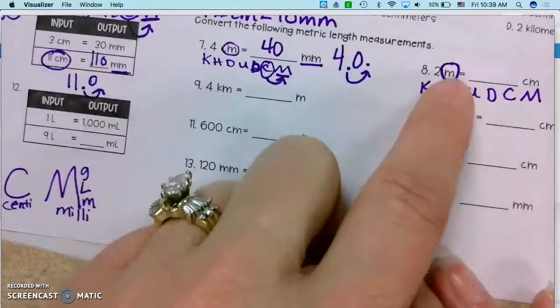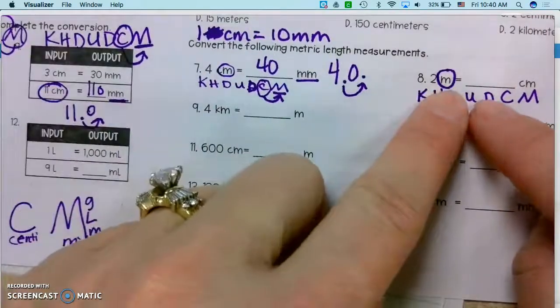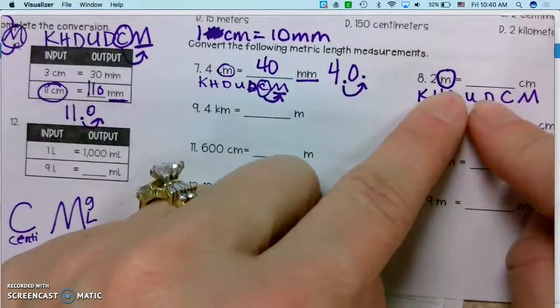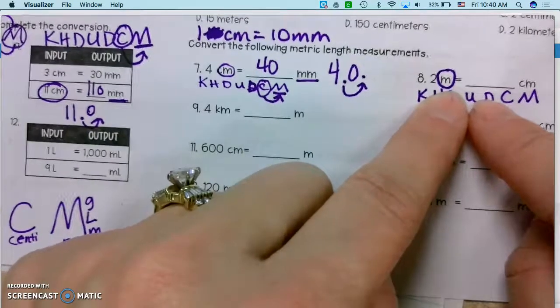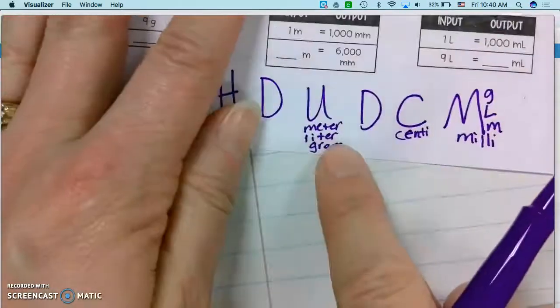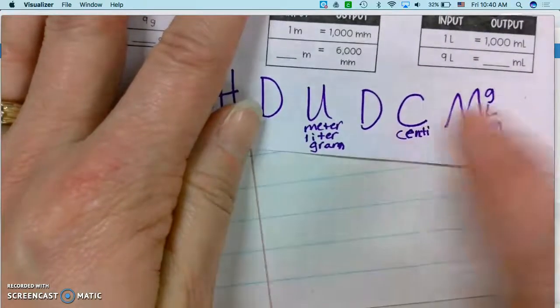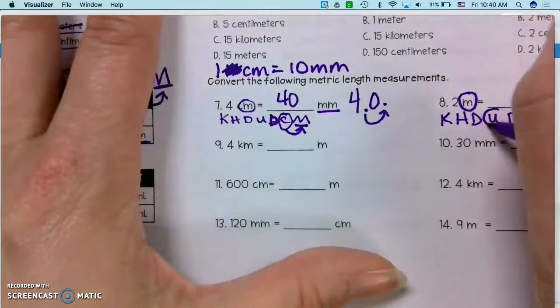So meters is where? At the U. Think about the underwear. What size do they come in? Medium, large, and grande. M for meter, L for liter, and G for gram. So the M by itself is just the unit. That's meters. So we're starting right here at the U.